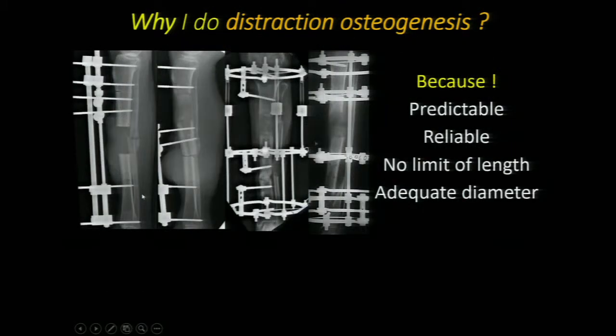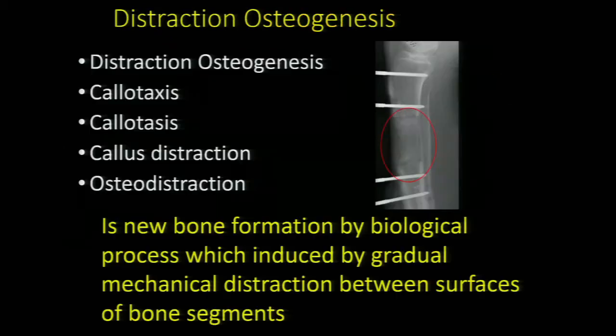Why do I do distraction osteogenesis? Because it's predictable. Every time I do it, for, let's say, 20 years, I can say you always have the bone. It's reliable, there is no limitation of the length, and you have adequate diameter.